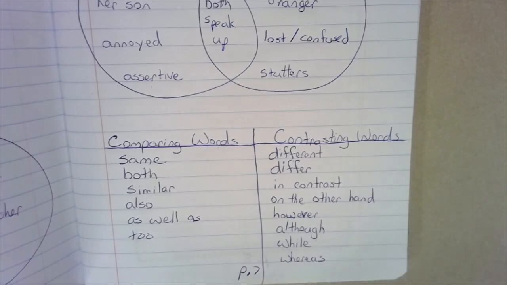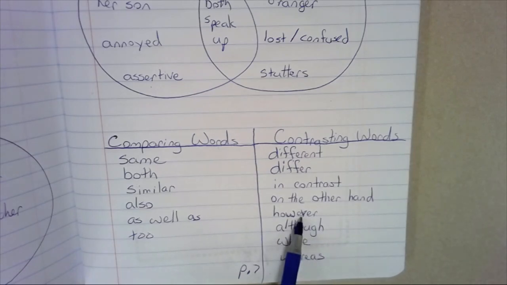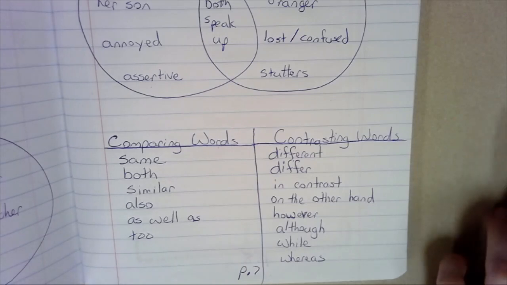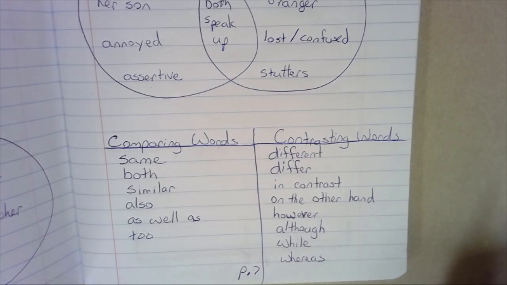Contrasting is when you tell how things are different from each other. So some words you might see or some words you might use when you're telling how things contrast would be different, differ, in contrast, on the other hand, however, although, while, and whereas. So you might want to pause the video at this time and get all those copied down.